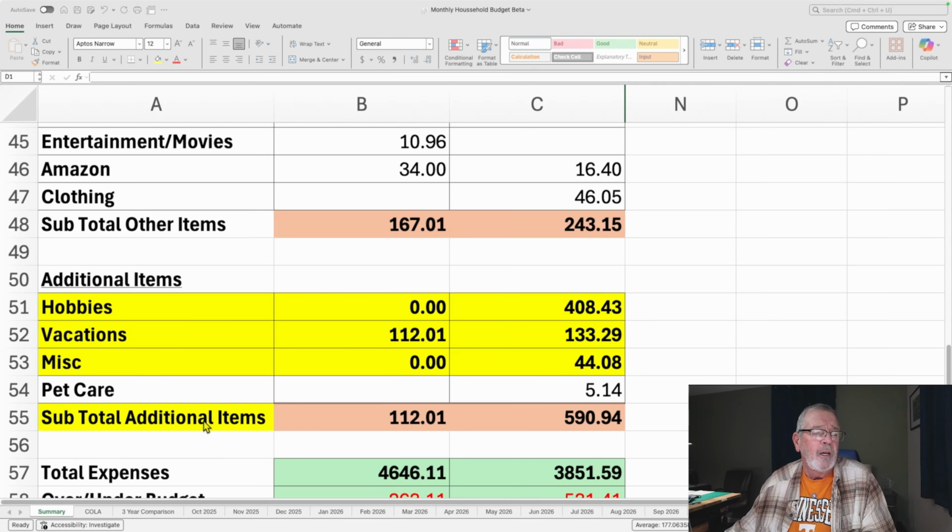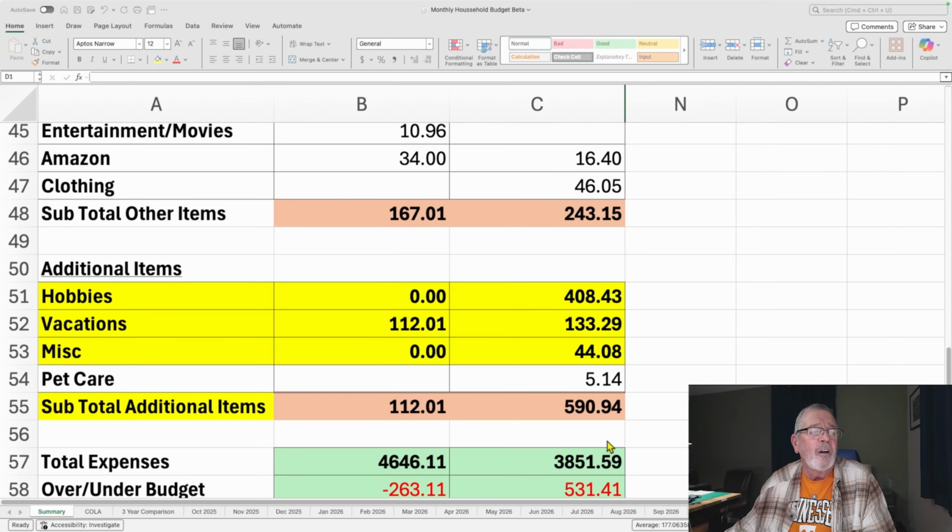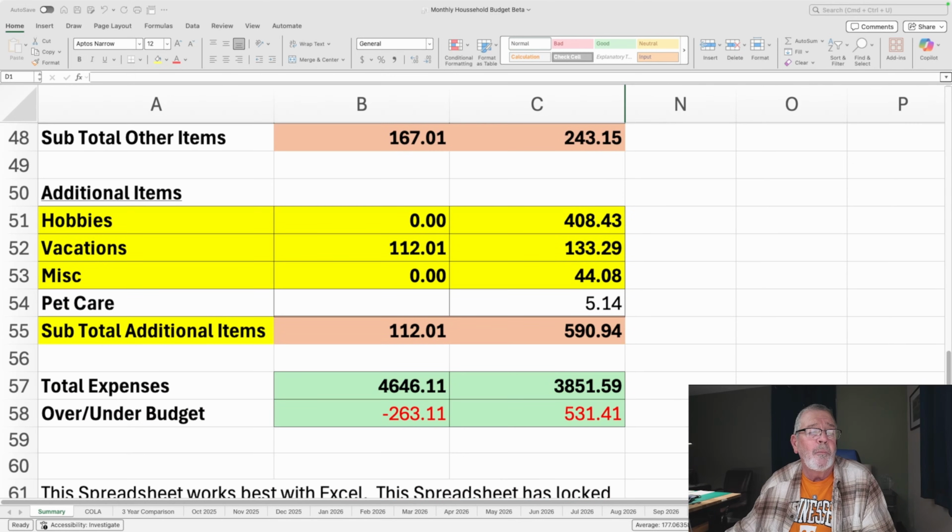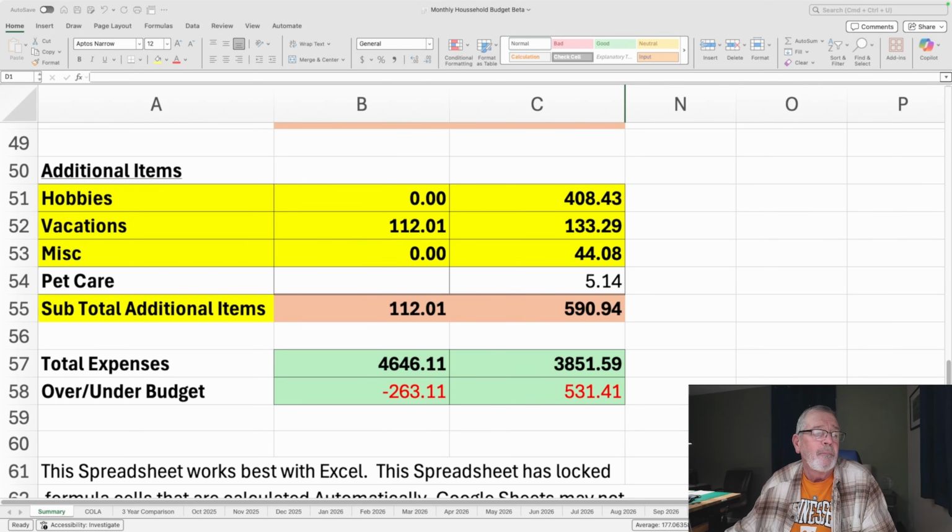So the subtotal for additional items is $590.94. Our total expenses for December was $3851.59. Okay. In November it was a little higher. It's $4646.11. In November we had an over budget of $263.11. This month we had a surplus of $531.41. So we did better this month than we did last month, okay?